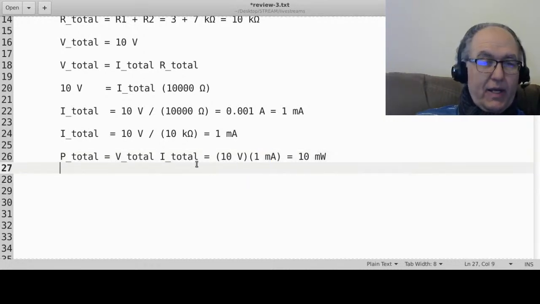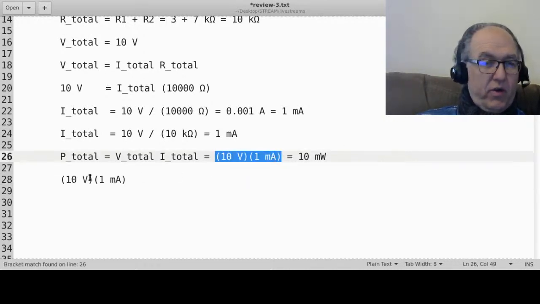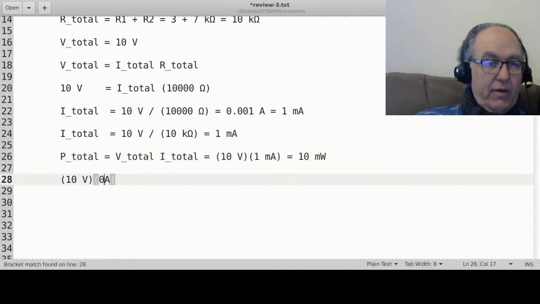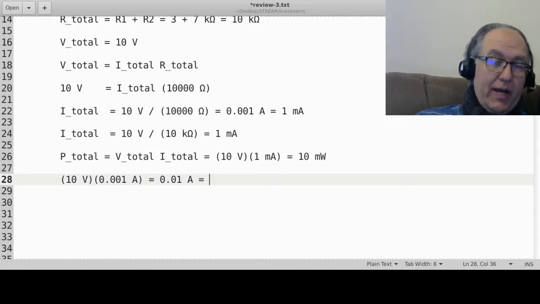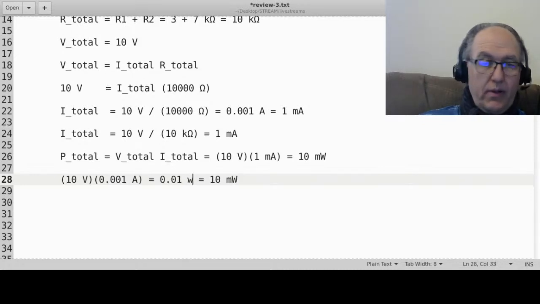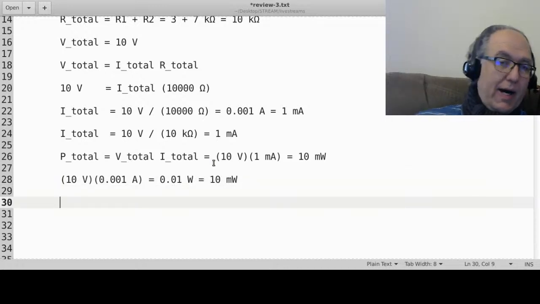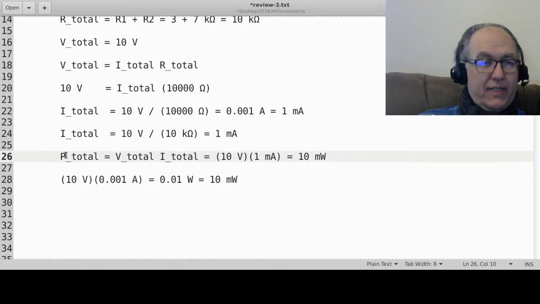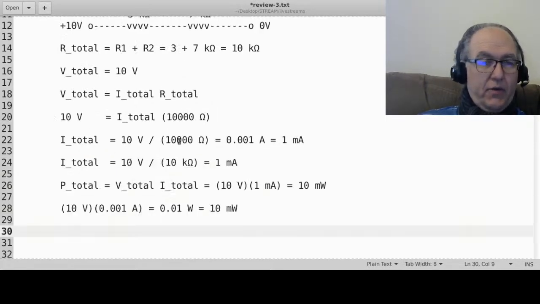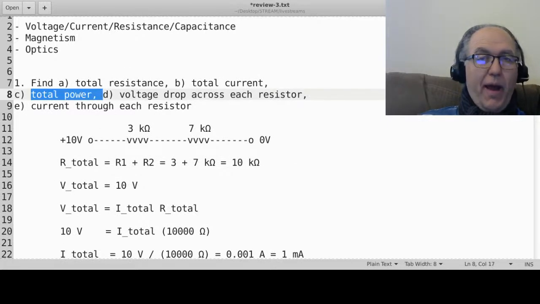I hope I didn't go too fast there. I just didn't want to convert that. But if you have some difficulties converting, you could just take out the milli there and write that as 0.001 amps. Well, if you multiply that, this is going to equal 0.01 watts, and 0.01 watts is the same as 10 milliwatts. Okay, so I'll do the individual powers, even though I didn't ask it in the question. I'll do the individual powers in just a second. Okay, all right, so we got the total power.